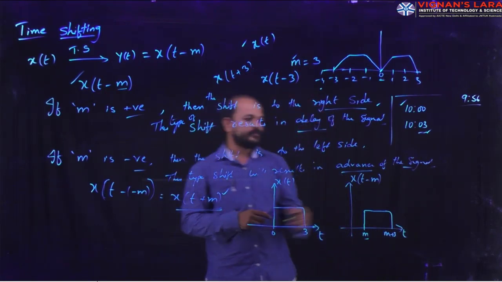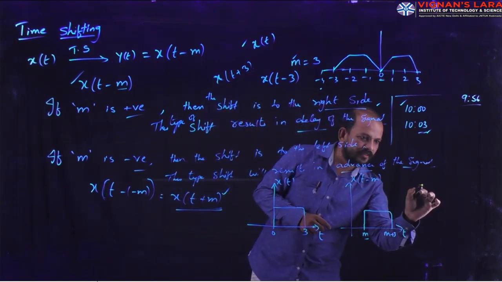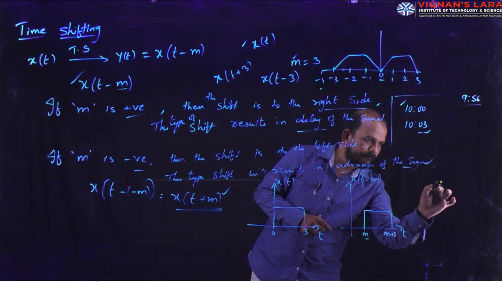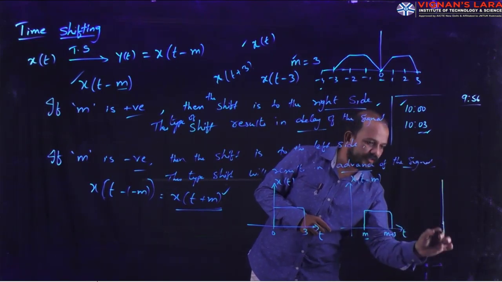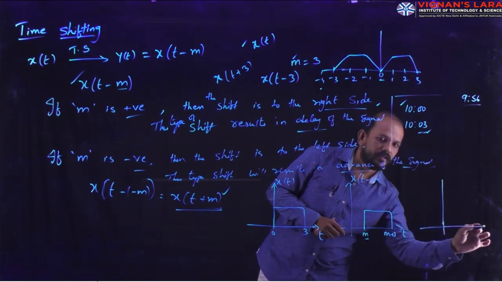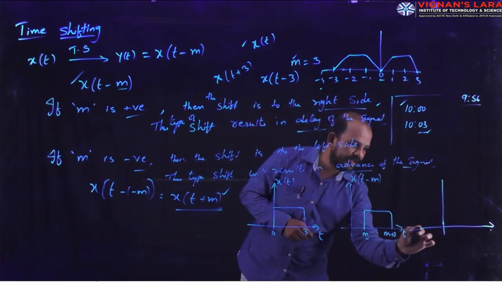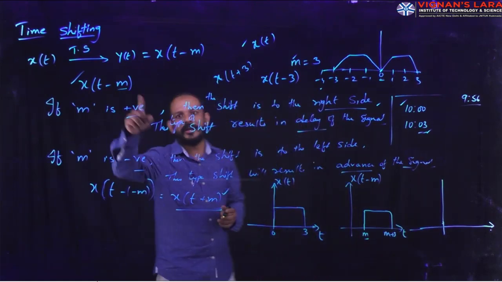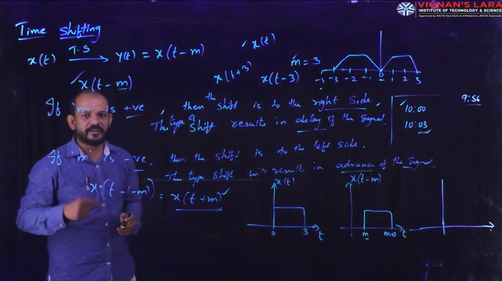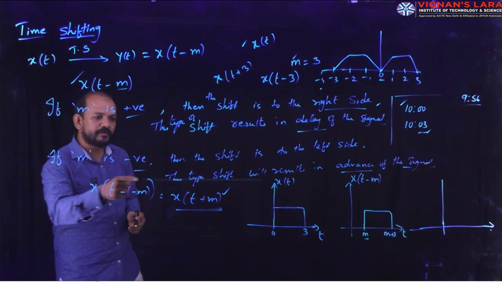Now see, the same signal, if the m value is negative, that is x of t minus of minus m, that is x of t plus m.